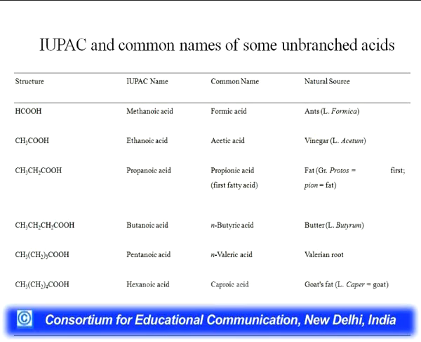CH3CH2CH2COOH, butanoic acid, common name n-butyric acid, is derived from butter. Next one is pentanoic acid, common name n-valeric acid, derived from valerian root. Next one is hexanoic acid, its common name is caproic acid, which derives from goat's fat.